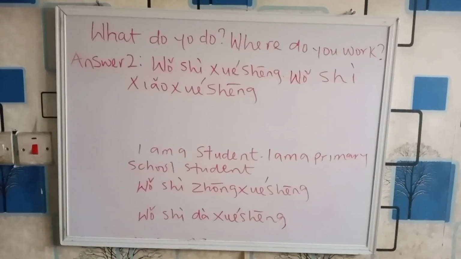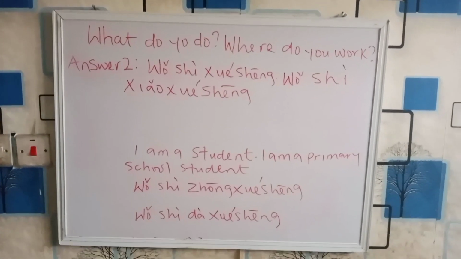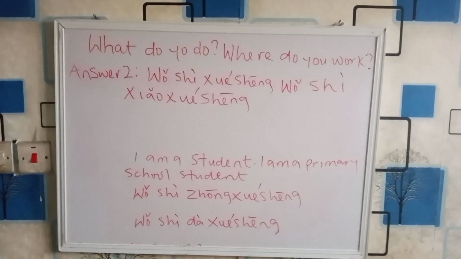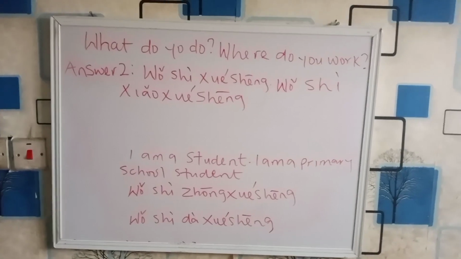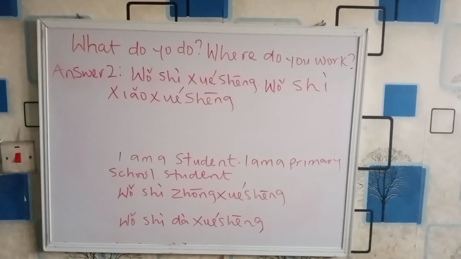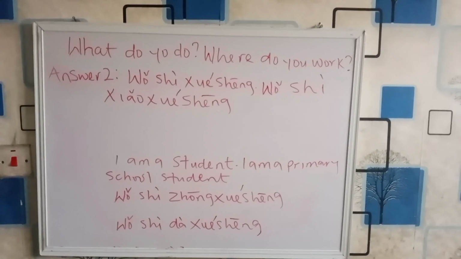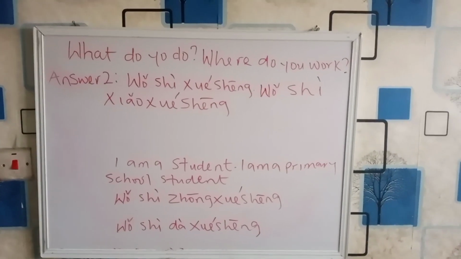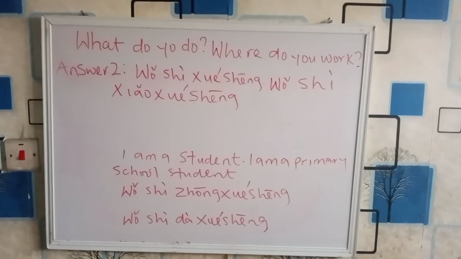So if someone asks you, what do you do? Where do you work? And you want to say you're a student, this is how to say it. You say 我是学生. And if you want to go straight to the point and say what school, you say 我是小学生. This means I am a primary school student.